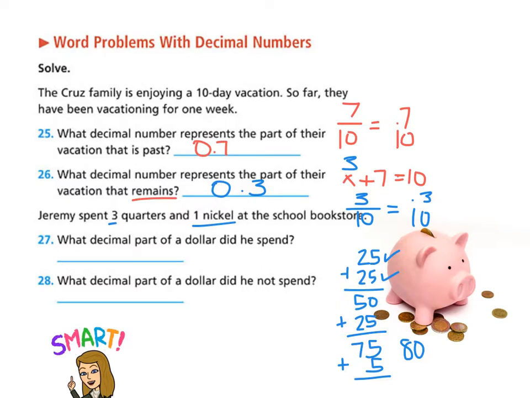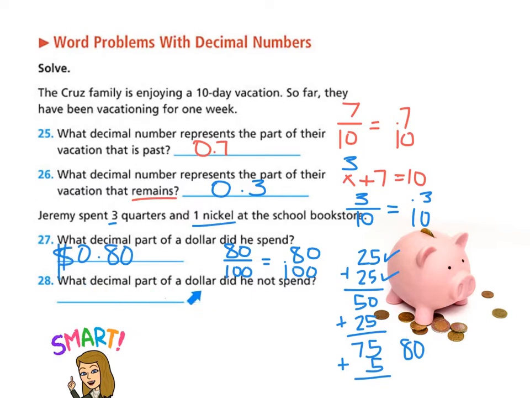So that is 80 out of 100, which remember 80 cents we would represent in hundredths here. So 0.80. So he spent 80 cents. Get my $ sign up front.